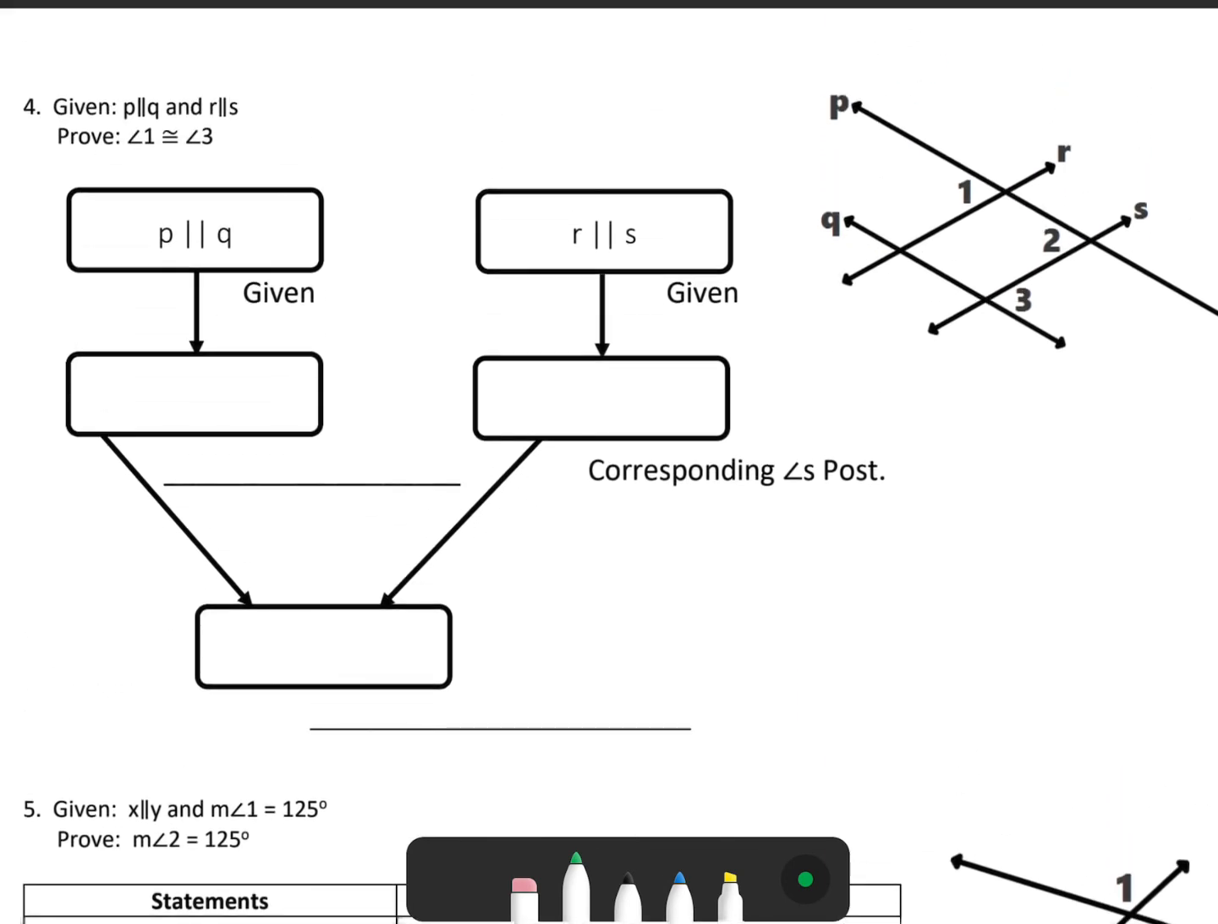On that same worksheet, number 4 is something called a flow proof. All it has is the statements in these little boxes and then the reason that goes with that statement on the side. And it just is sort of a visual way of seeing how that proof all comes together in the end. So the thing that you're trying to prove will come in this final box, and your final reason will go right there. Just do your best.